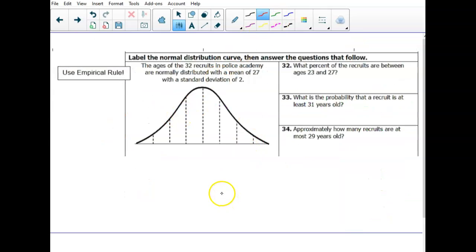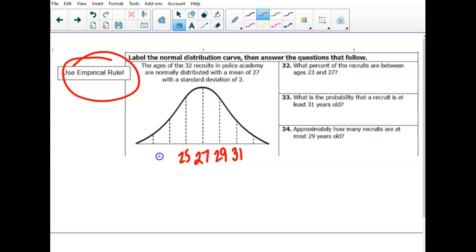Then we have normal distribution curve. There is one that you have to label and shade. It'll say use empirical rule next to it. If their mean is 27 and the standard deviation is 2, you will get to use the reference sheet.